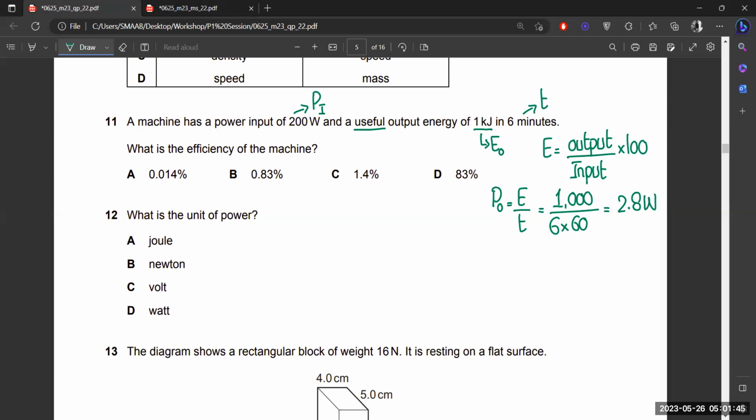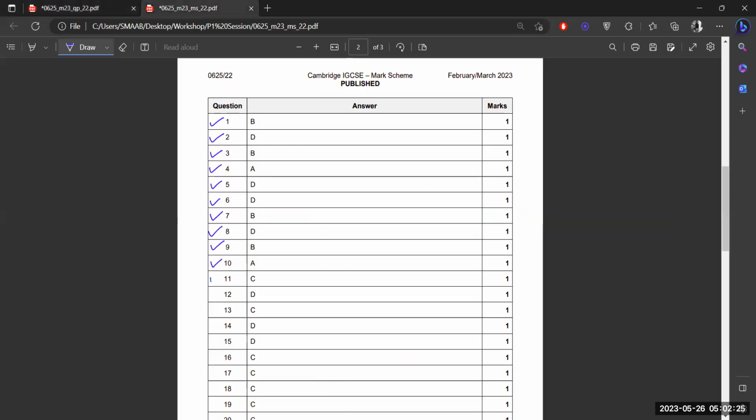Now just calculate with the formula of efficiency. So efficiency will be equal to output power, that is 2.8, divided by input power, which is 200, and multiplied by 100. So divided by 200, multiplied by 100, 1.388, rounded off 1.4%. It means C is the right choice. The actual answer is 1.388%, and rounded off it will be equal to 1.4%. So that's why C is the right choice. Yes, C is the right choice.